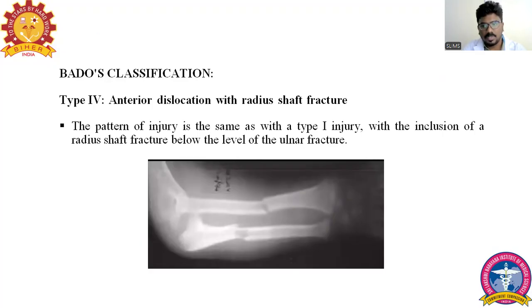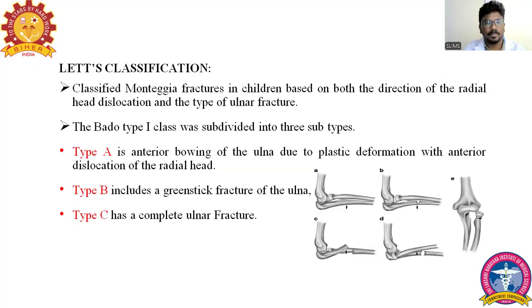From the first 3 types, we have seen there is an ulnar shaft fracture along with dislocation of the radial head. In type 4, there is an additional mechanism which involves the radius, leading to radial shaft fracture. This pattern of injury is the same as type 1 injury with inclusion of a radial shaft fracture below the level of the ulnar fracture. Why? Because there is a distribution of force along the interosseous membrane leading to torsional activity leading to radial shaft fracture.